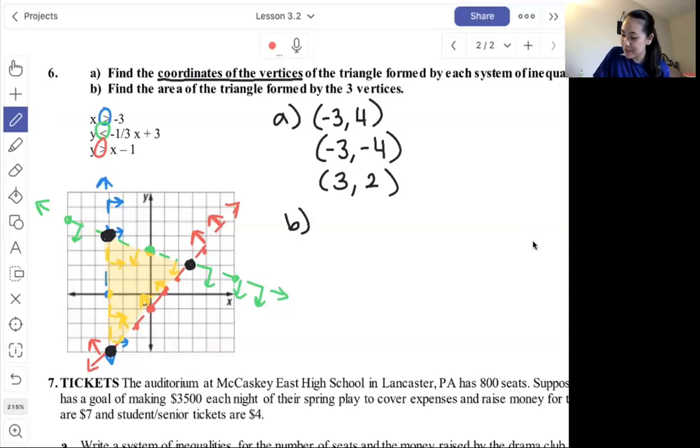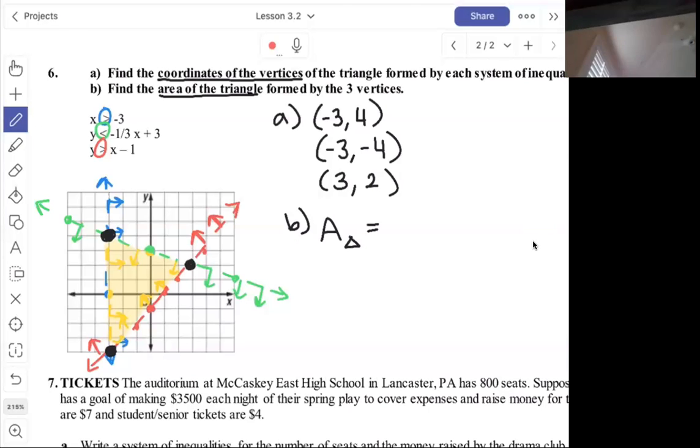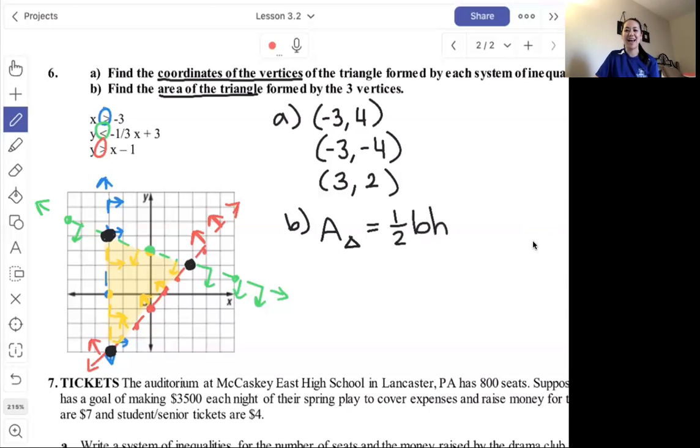Okay, then part B, it says find the area of the triangle. Ooh, does anybody remember the formula for the area of a triangle? One half base times height. Ooh, nice, Gio. Good. 1/2 base times height.